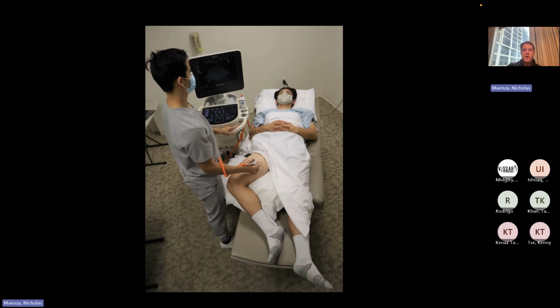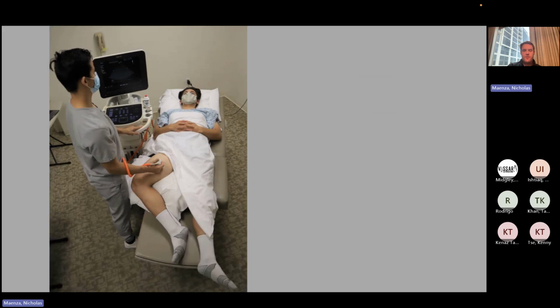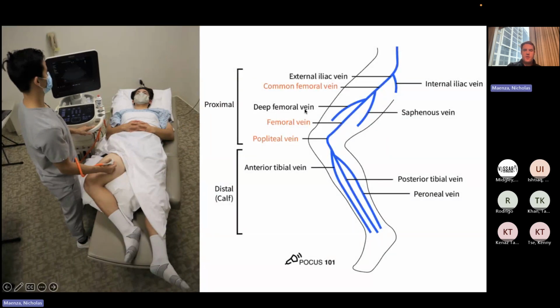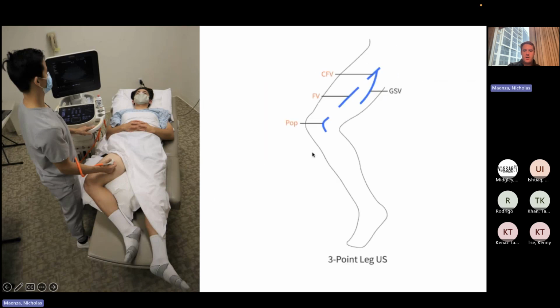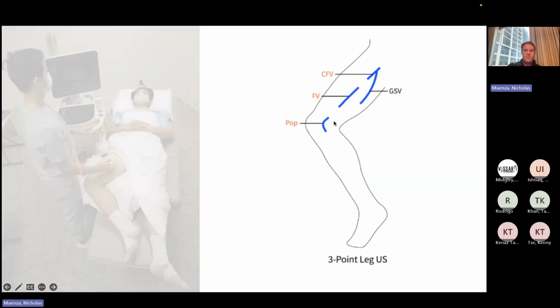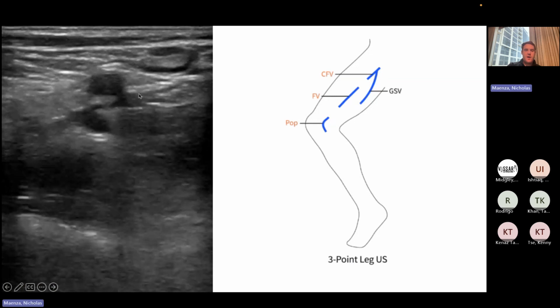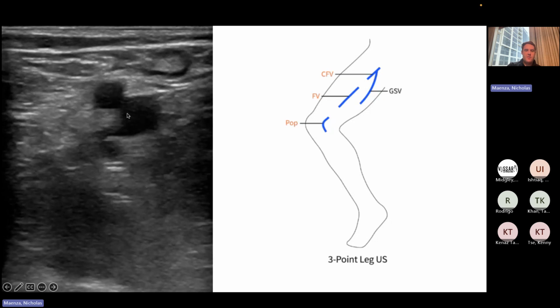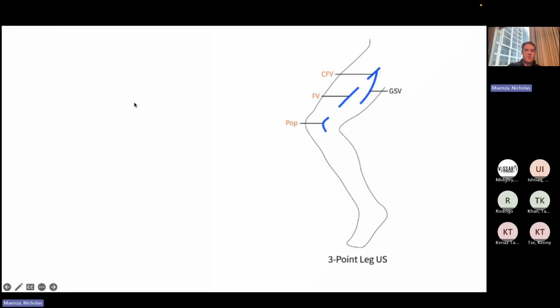But basically you take the probe, you have the patient stay laying flat. You do that frog leg position where you have them externally rotate and flex the knee a little bit. And you're looking from up here from the common femoral vein, and you're working your way down here. You really only have to look at these couple points where the common femoral vein and the great saphenous vein kind of split. You look at the femoral vein and then the popliteal vein. What you're doing is finding each of these points, finding the vein and compressing it and making sure that it's collapsible.